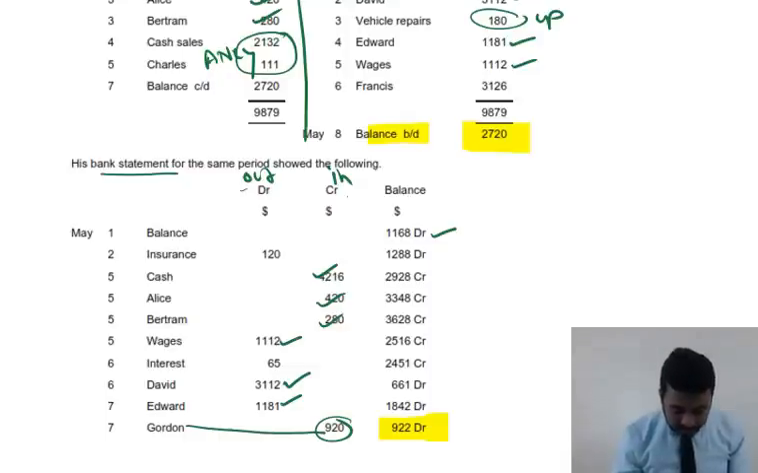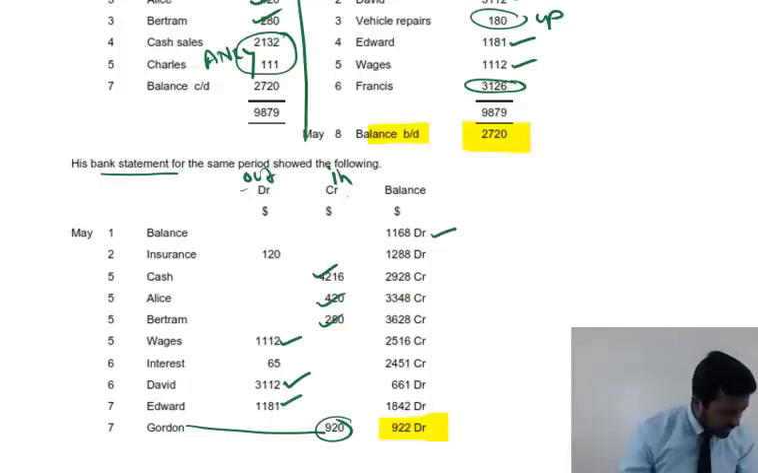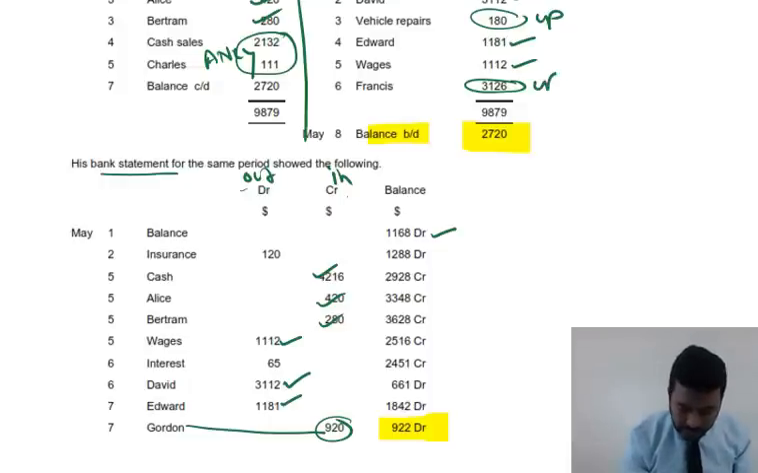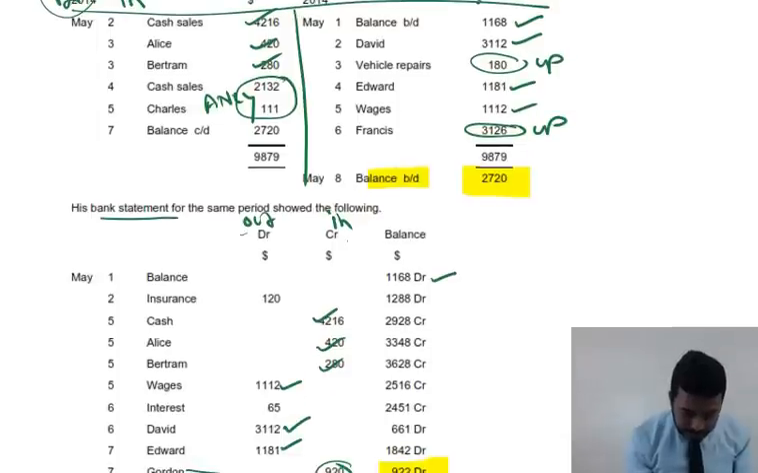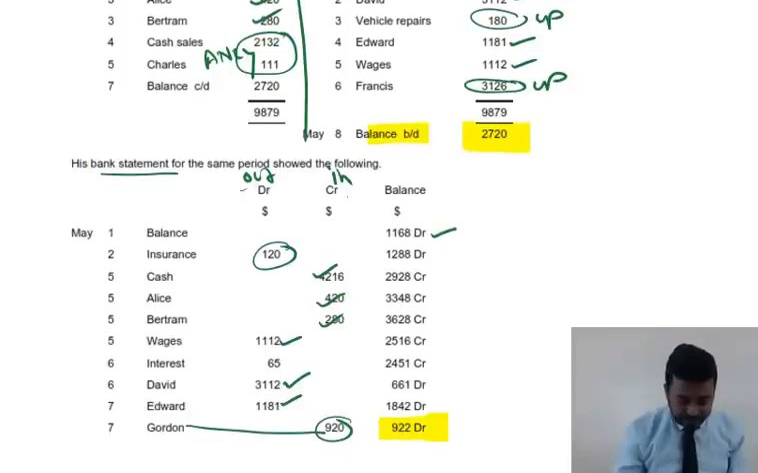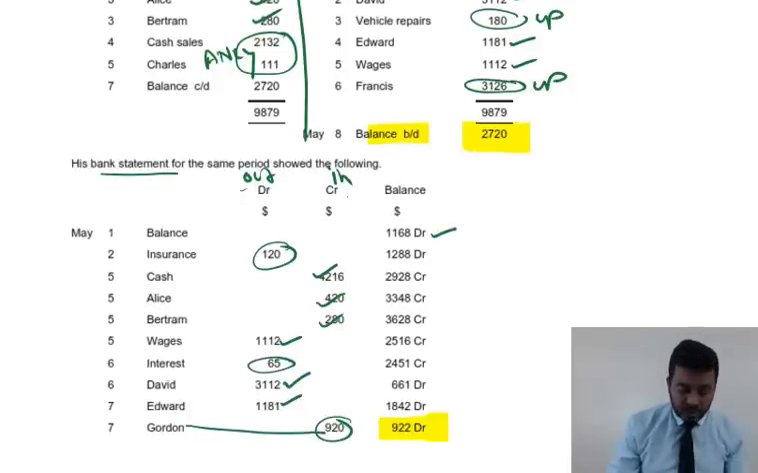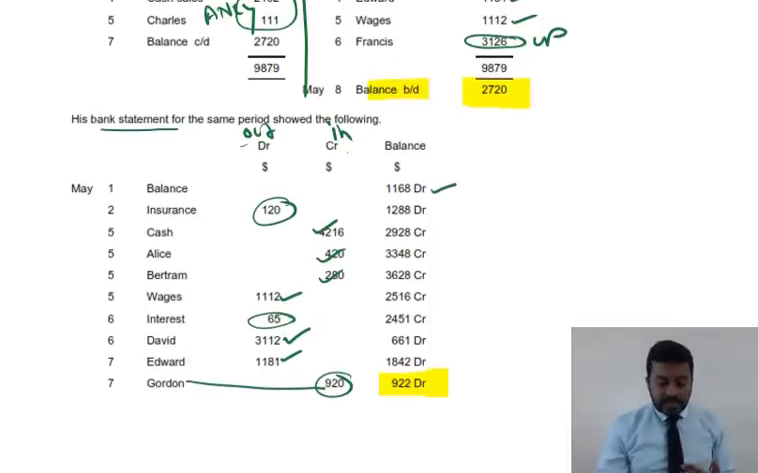3126, Francis, this item is not there either. It's your unpresented cheque. And what else? I don't see any insurance shown in our cash book. We need to take it into account. 120. One more, interest 65, not shown in your cash book, so we need to take these items into our cash book. Okay, let's start the cash book.